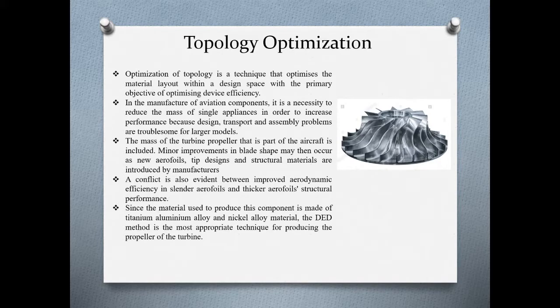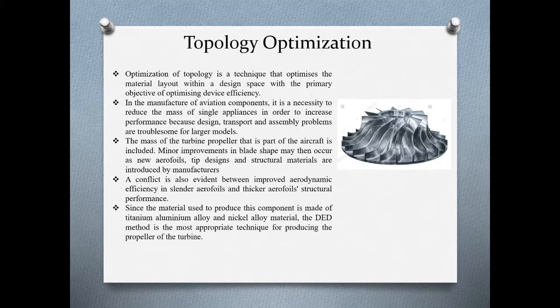Next is topology optimization. Optimization of topology is a technique that optimizes the material layout within a design space with the primary objective of optimizing device efficiency. In the manufacture of aviation components, it is a necessity to reduce the mass of a single appliance in order to increase performance because design, transport, and assembly problems are troublesome for larger models. The mass of the turbine propeller that is part of the aircraft is included.